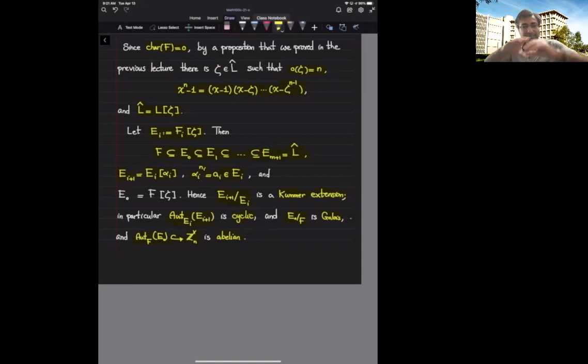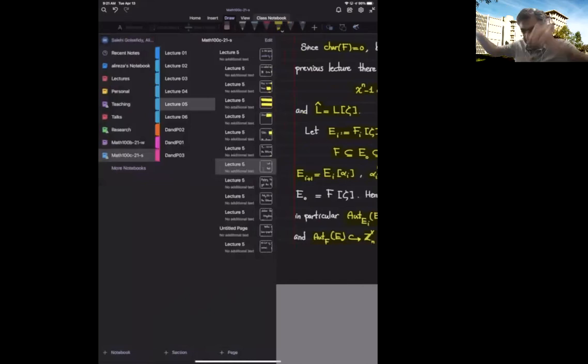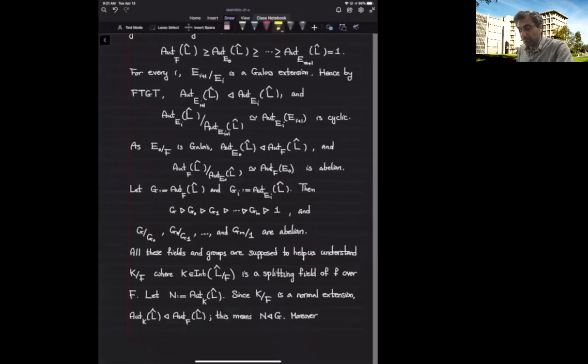So this means that at the end of the day, I'm getting a chain of intermediate subfields where each one is a Galois extension of the previous one, and the group of automorphisms of each one of these blocks is an abelian group. In fact, the first one is abelian, the rest are even cyclic. So what does it tell me about the group of symmetries of the entire field extension?